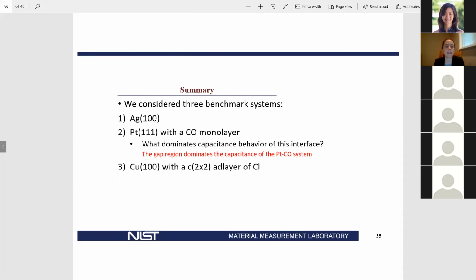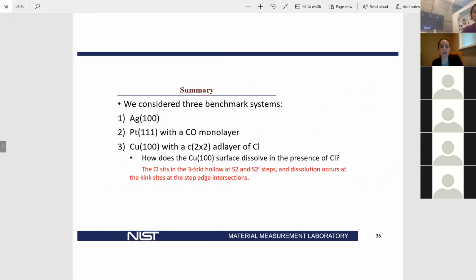We then explored the platinum 111 system with a CO model layer and found that the gap region dominates the capacitance of the system. And then we considered the copper 100 system with a c2x2 adlayer of chloride, and we found that we could identify where the chloride sits on the step edges, and we could develop a model for the dissolution, and we were able to confirm that dissolution occurs at the kink sites at the step edge intersections.